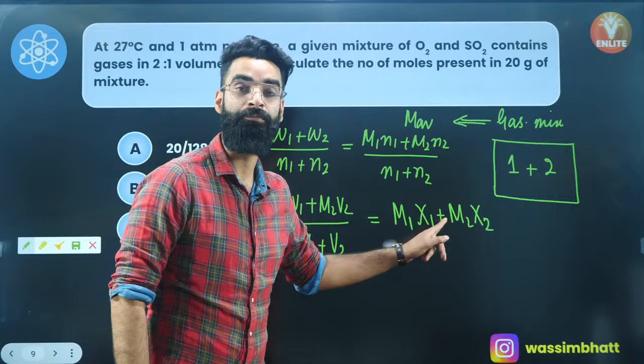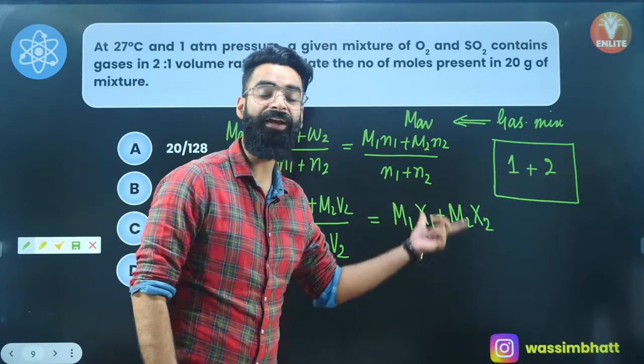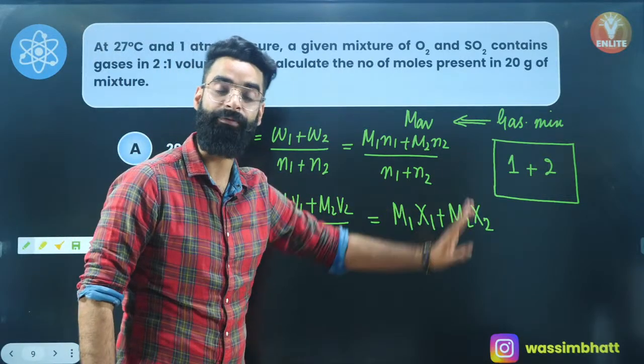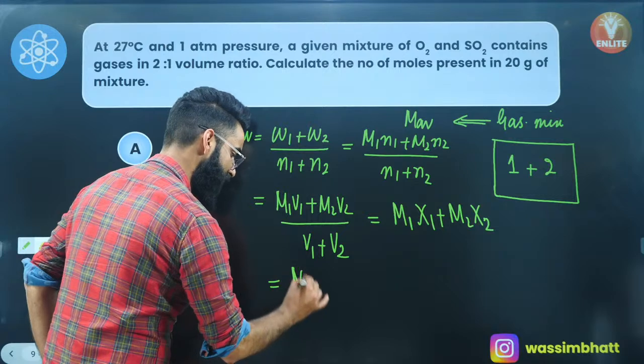M1, M2, these are the molar masses of these two gases. And this Chi1 and Chi2, these are the mole fractions of gas 1 and gas 2 present in the container. So I can give you one more result which I would want you guys to remember.